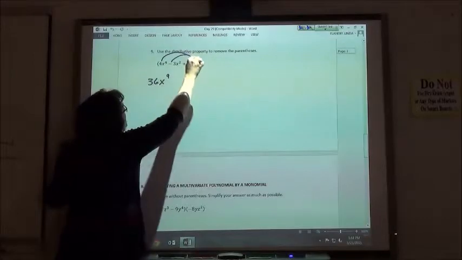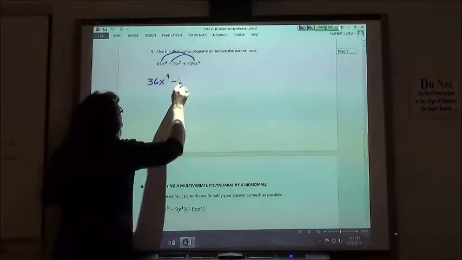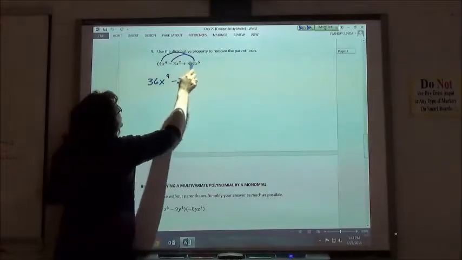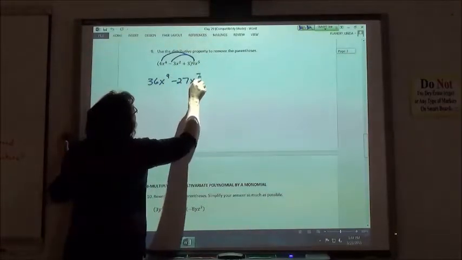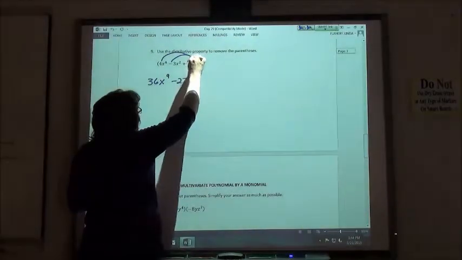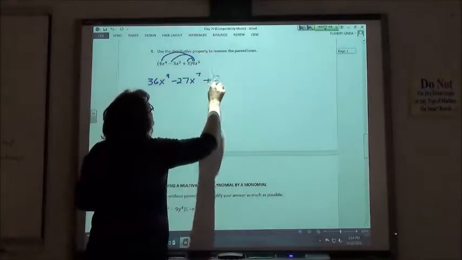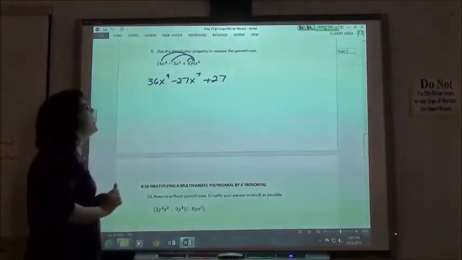Then negative 3x squared times 9x to the 5th. Negative 3 times 9 is negative 27. X squared times x to the 5th, I add my exponents, so x to the 7th. And then 3 times 9x to the 5th. 3 times 9 is positive 27. Make sure you put the plus sign in front.